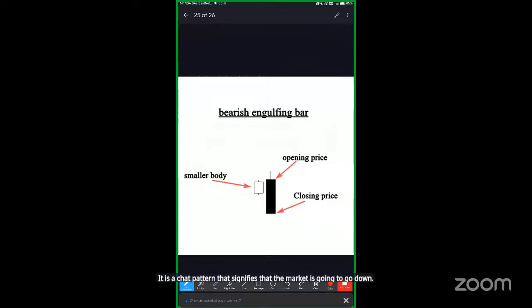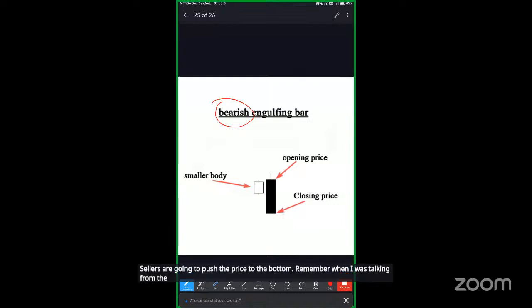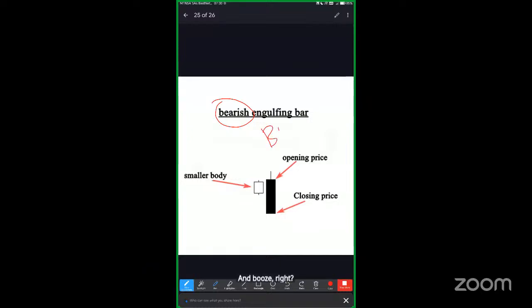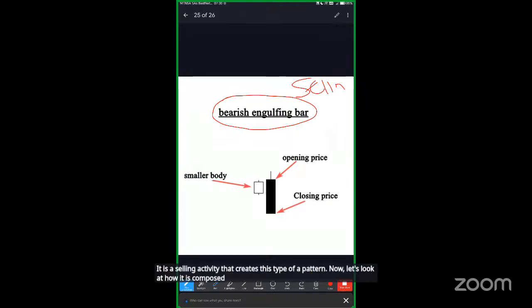Sellers are going to push the price to the bottom. Remember when I was talking from the beginning, I said that one of the ways that you're going to hear is bears and bulls, right? So this one is a bearish engulfing bar. It means it is the sellers that create this type of pattern. It is the selling activity that creates this type of pattern. Now, let's look at how it is composed.